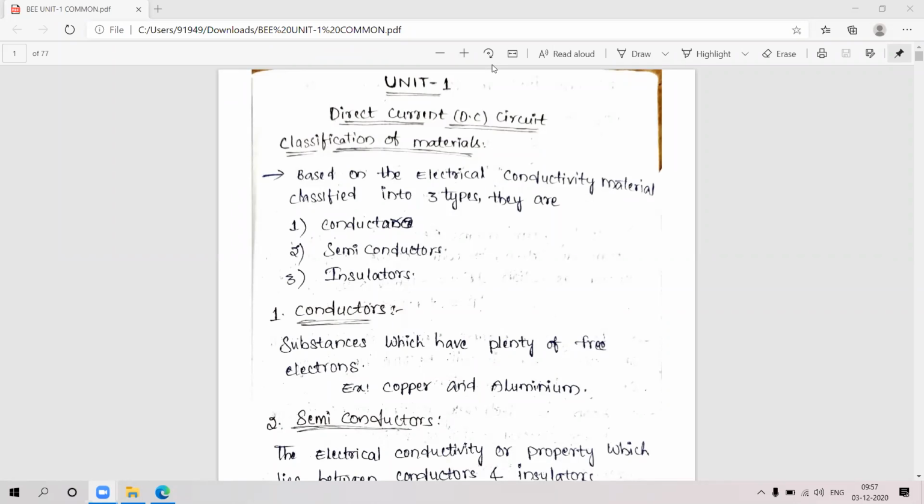That is conductor. Please mute yourself, some person. Mute yourself.